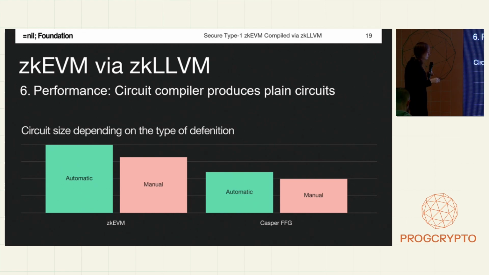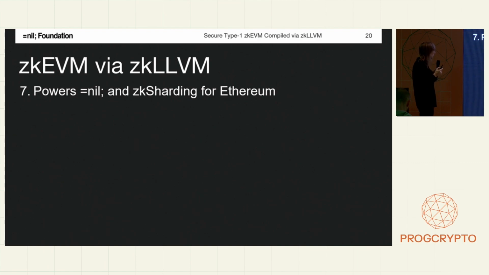So might be even better with automatic generation. So what do we use it for? The thing we rolled out, we started talking about recently, is something we call zk sharding. We think we've figured out a way to do a zk rollup-like second execution layer to Ethereum.